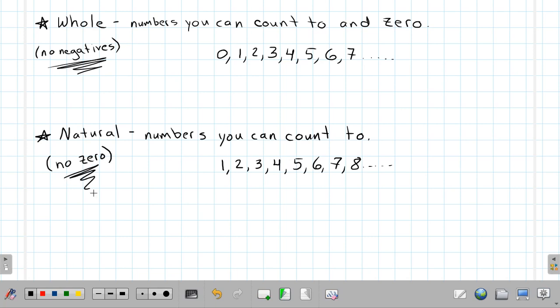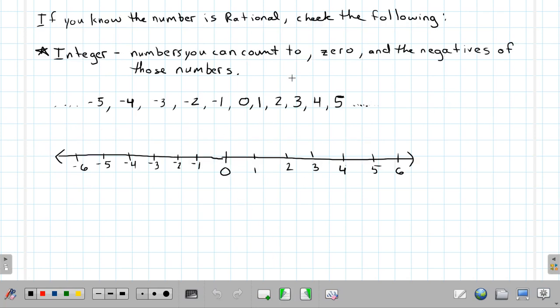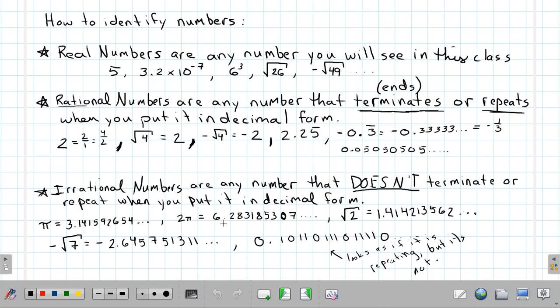Okay, so you can kind of see as we go up, we add some things. So natural numbers: 1, 2, 3, 4, 5, 6, 7, 8, and so on. Whole numbers are all those same numbers and the number 0. Integers are all of those numbers we just talked about and the negatives of those numbers. And then every one of those numbers we just talked about is rational. And then every rational number that we talk about is real.